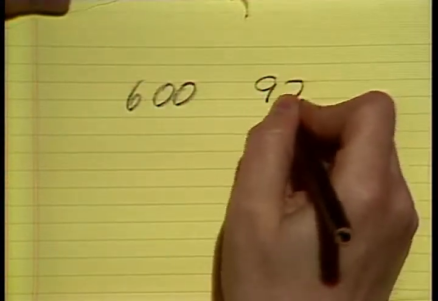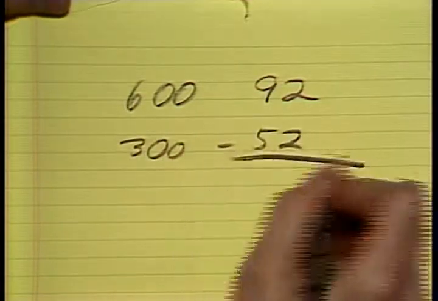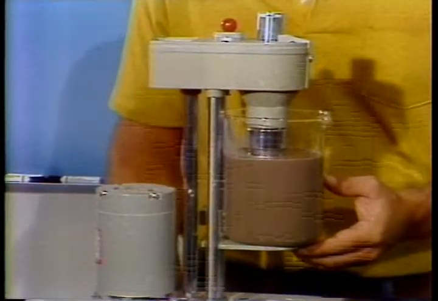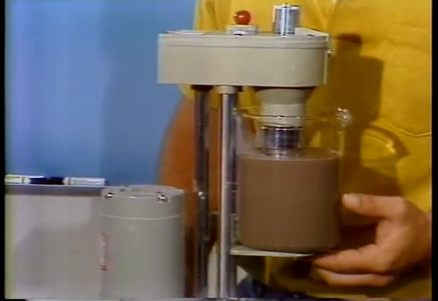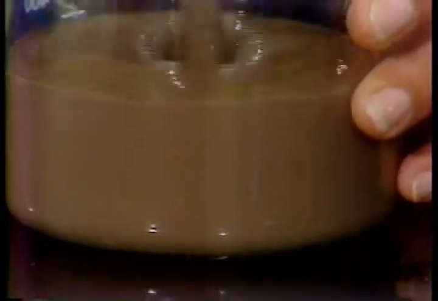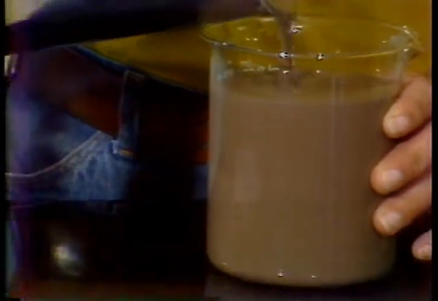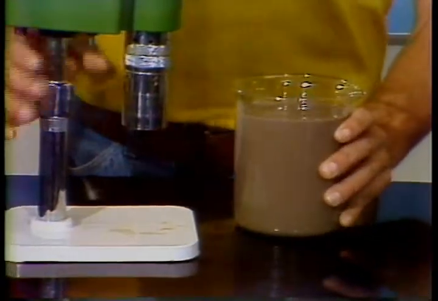Here's an example. If your 600 RPM reading is 92 and your 300 RPM reading is 52, then your plastic viscosity, your PV, is 40. You can see that this measurement is a lot more scientific than your Marsh funnel. Keep in mind that this measurement is strictly a resistance to flow caused by mechanical friction, particles bumping against each other. There's more to viscosity than that.